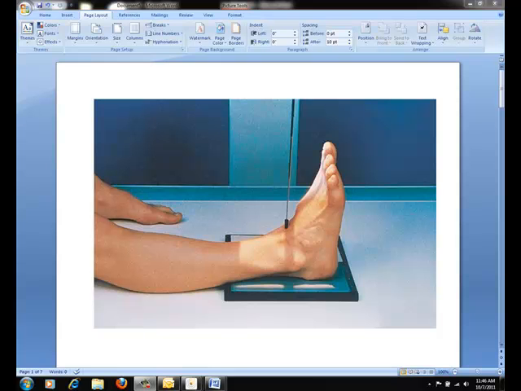Direct the central ray perpendicular through the ankle joint at a point midway between the malleoli. Collimation should be 1 inch on the sides of the ankle and approximately 8 inches lengthwise to include the heel. Typically, a 10 by 12 cassette placed portrait is sufficient for this exam.